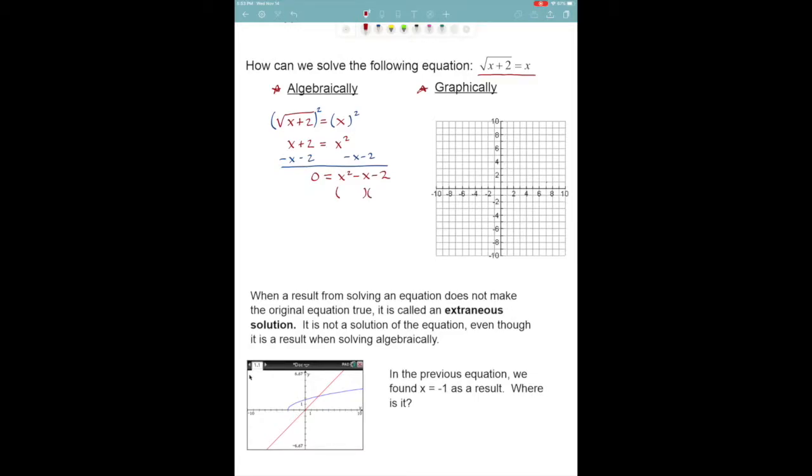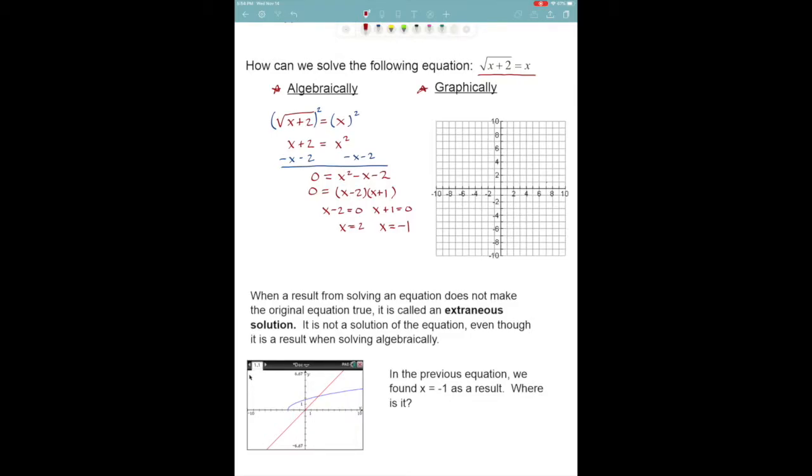That factors, so we'll have x minus 2 and x plus 1 equals 0. And when we set each of those factors equal to 0, using our zero product property, we'll get that x equals 2 and x equals negative 1. Now it's always important to go back and check them there.